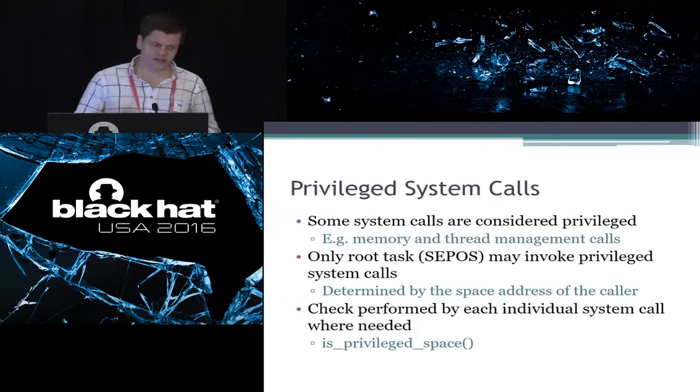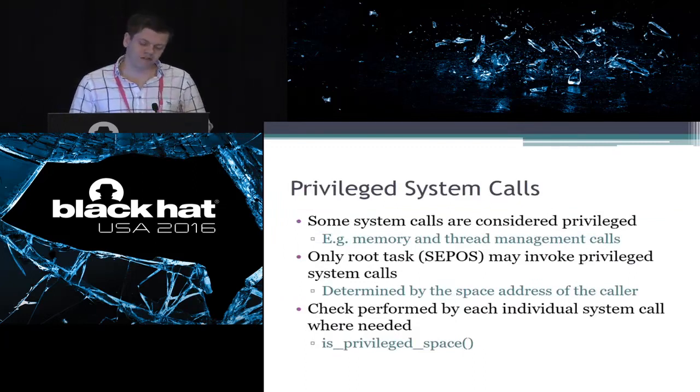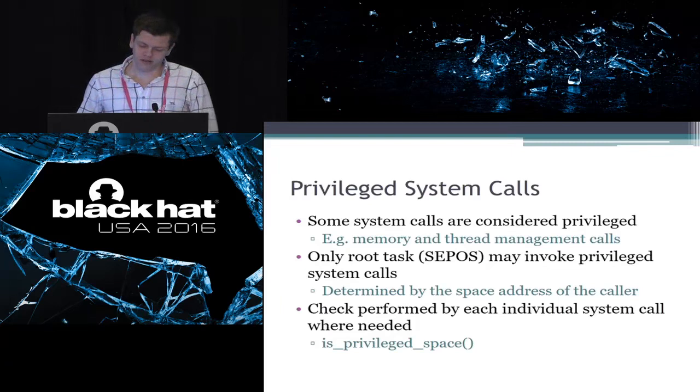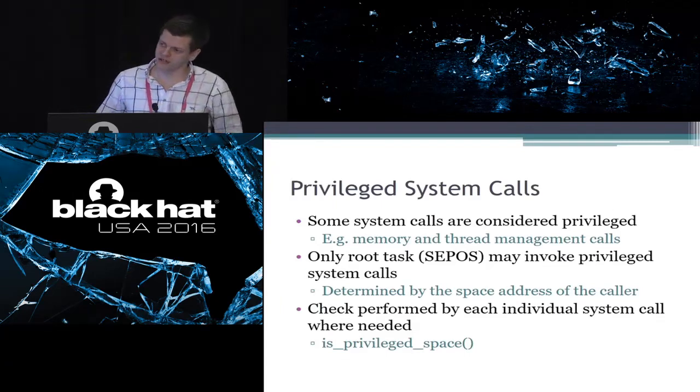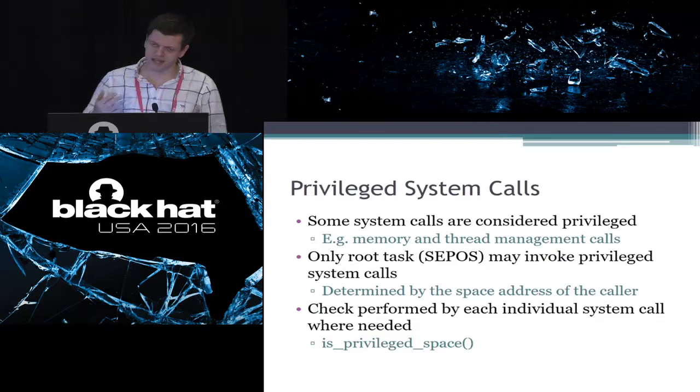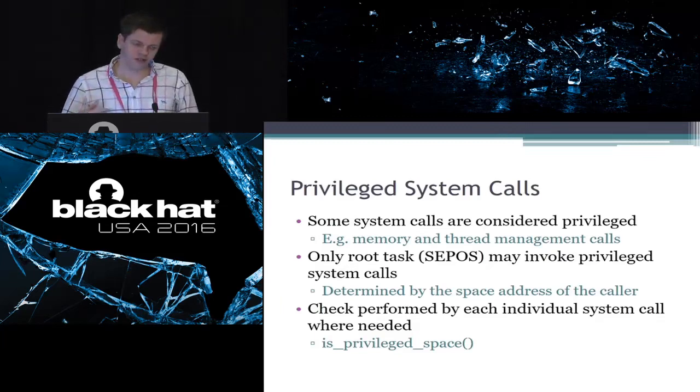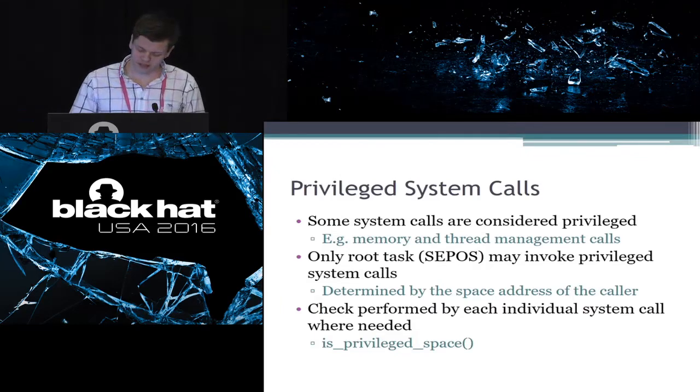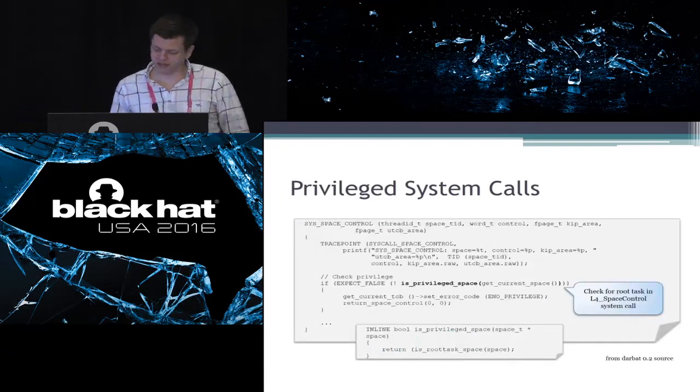Because a lot of these system calls are powerful, L4 has this concept known as privileged system calls. So only the root task in SEP OS, the most privileged task, can invoke these system calls. This is determined by each individual system call by checking the space address of the caller. When you invoke a system call, it may call this privileged space function in order to check the privilege. An example of this is shown here.